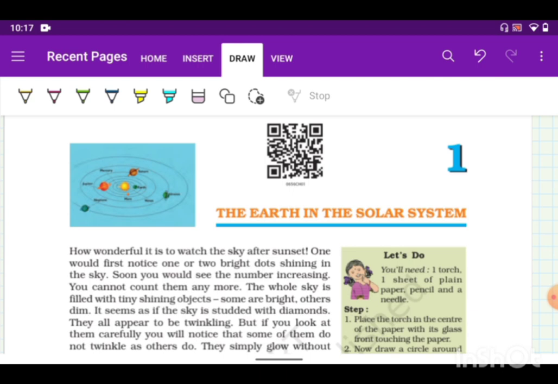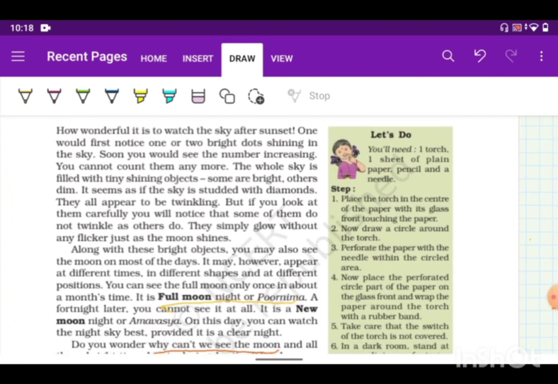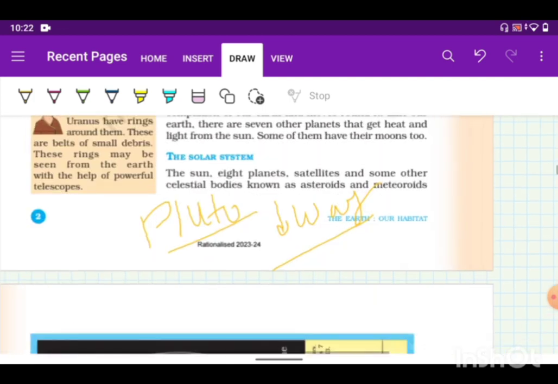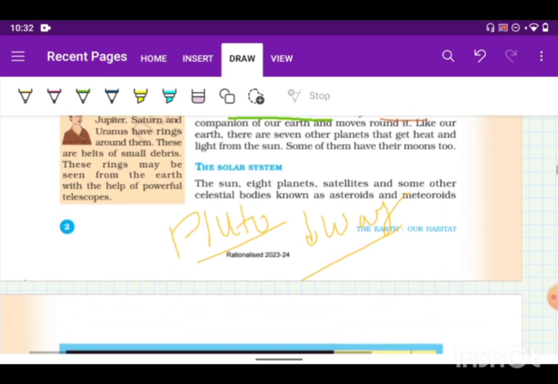The Earth in the solar system. So what is there in the Earth? What is there in the solar system? Before discussing that, we will discuss what things we can see in the solar system: the sun, the earth, other planets, and the meteoroids also. Pluto is considered a dwarf planet. So let's discuss all the planets in the solar system.